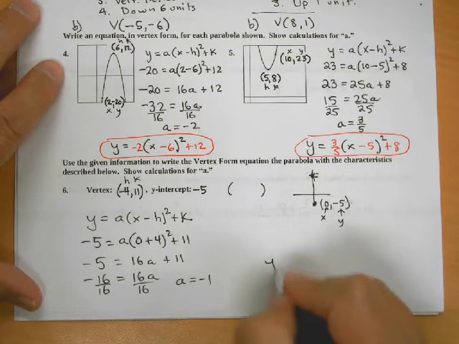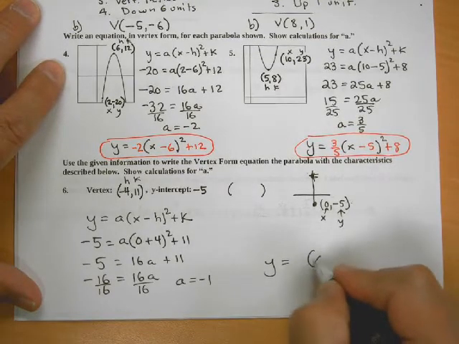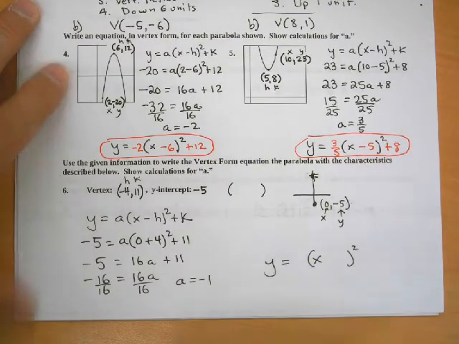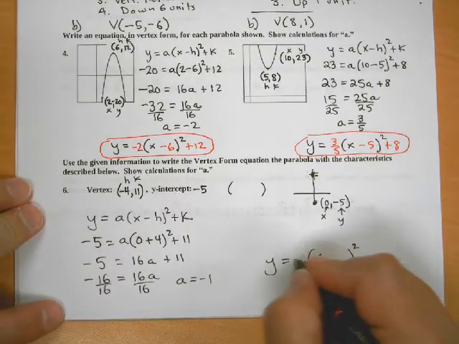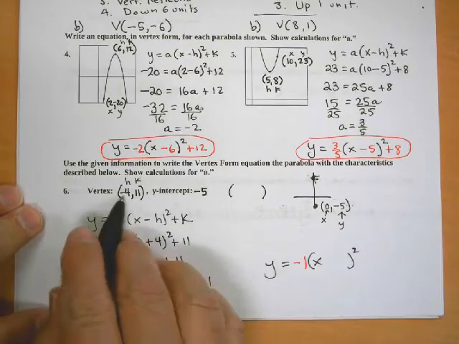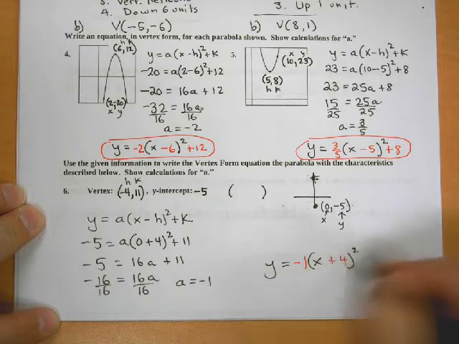So all you have to do now is fill in the template, and you'll have your answer. The a value is negative 1. The opposite of this is positive 4, and the k value is 11.